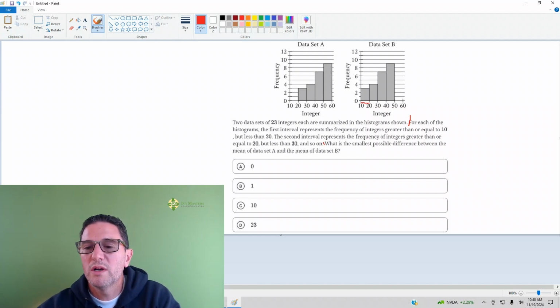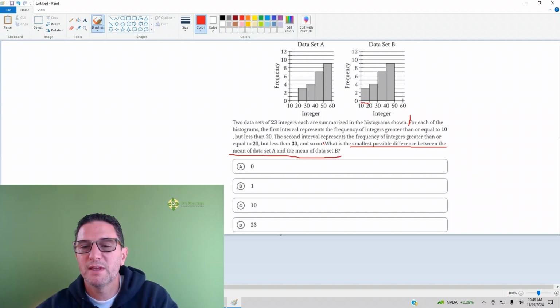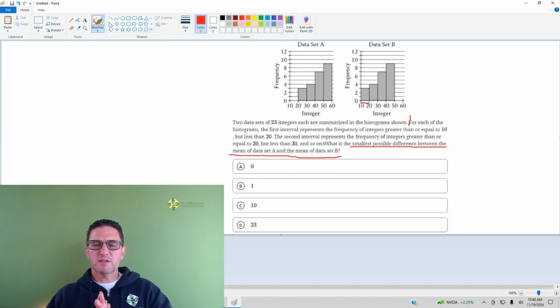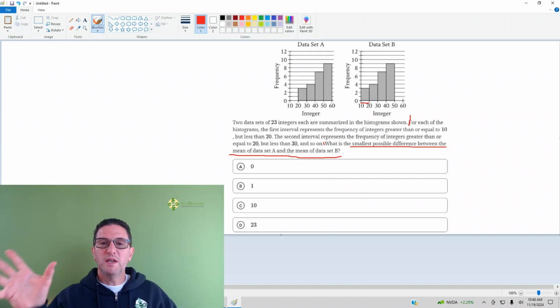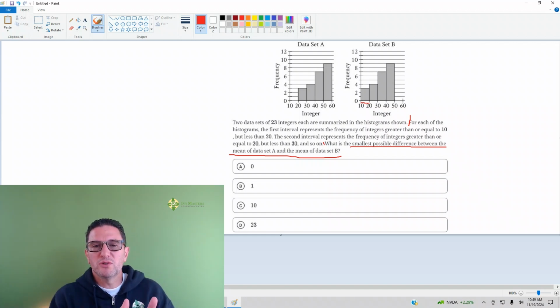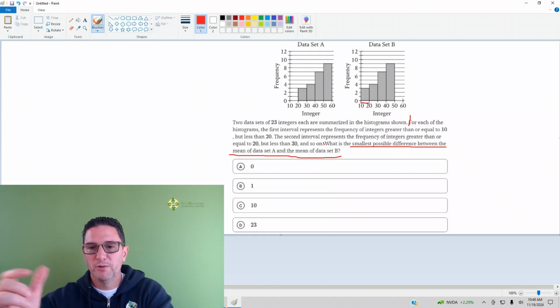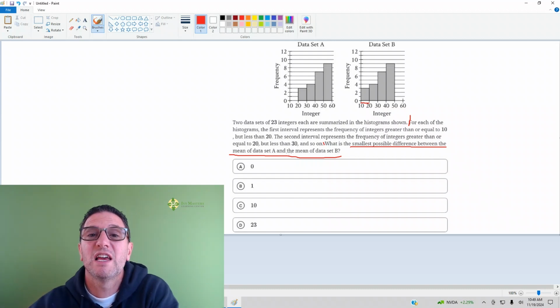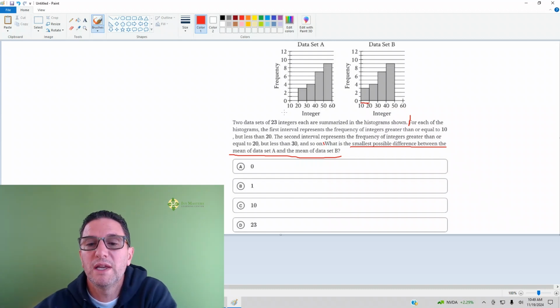Question: what is the smallest possible difference between the mean of data set A and the mean of data set B? Now, in order to have the smallest possible difference, since data set A has larger values, we need to make those as small as possible. Since data set B has smaller values, we have to make those as large as possible. So let's, for instance, just take this first bar right here. There are 3 of them. That's what frequency means.